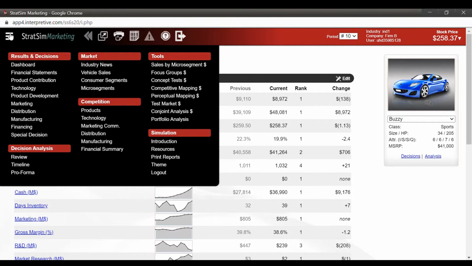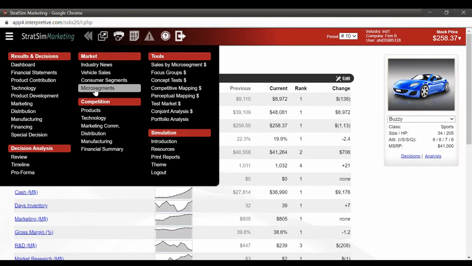Okay, I'm gonna go over the basics and the most important parts you can do in order to be successful in this game. I'm definitely not gonna go over everything, there's just way too much, but I'm gonna give you some pointers. So under results and decisions, there is 4 important tabs that you need to look into. The first one is product development, the second one is marketing, the third one is manufacturing, and the fourth one is special decision.